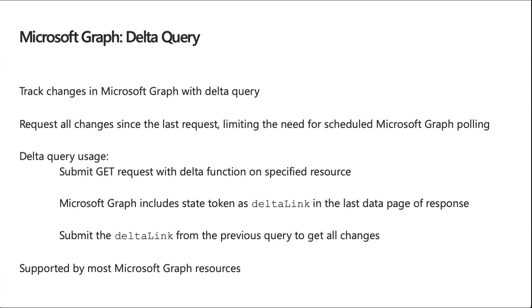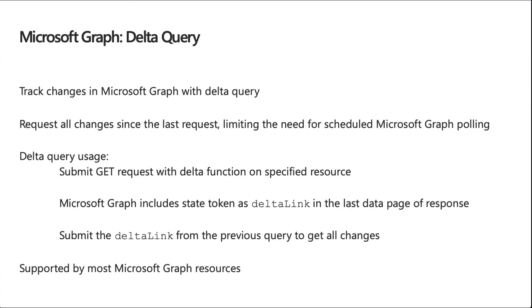An application will issue an initial request to Microsoft Graph the same way it normally does, except it will include the delta function in the request. Microsoft Graph will respond with the requested data as normal, except the last page of data will include an extra property, deltaLink. This contains the endpoint with the state token of the Delta Query.